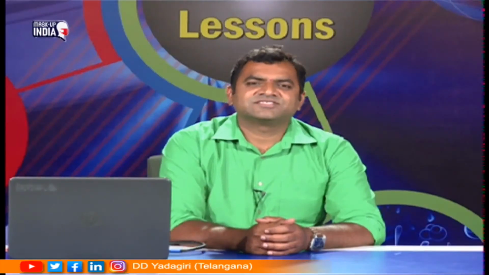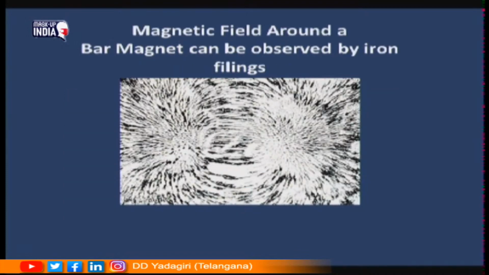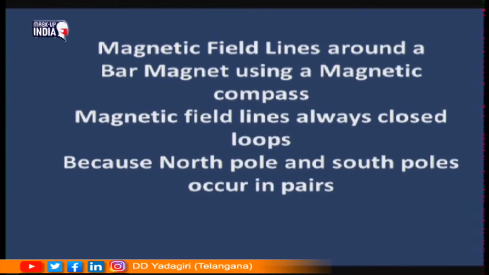Children, now let us revise. We have discussed the magnetic field around a bar magnet. We have observed how the magnetic field looks by using iron filings around a bar magnet. We have seen how to draw magnetic field lines around a bar magnet by using a magnetic compass. We discussed that magnetic field lines always form closed loops because north pole and south pole occur in pairs.